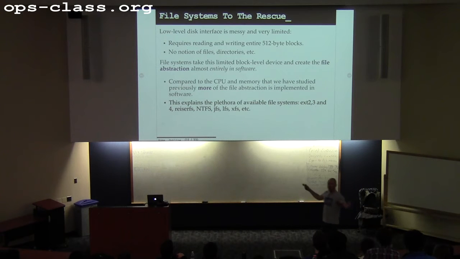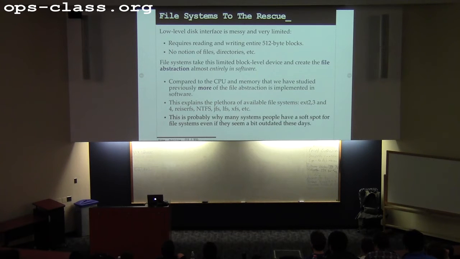And this list goes on and on and on. I mean, this is just a subset of what's out there, and people are still designing new file systems. There's a lot of work on novel file system designs for Flash that are trying to take advantage of some of the unique features of Flash. And this is why systems people, particularly systems people that lived through the 80s and 90s, kind of have a soft spot for file system design, because it's a fun problem. It's all solved in software, and there's a bunch of different ways to do things. And there are a bunch of cool lessons here.